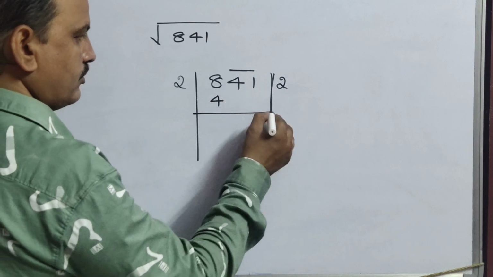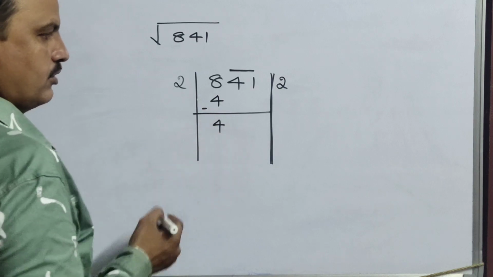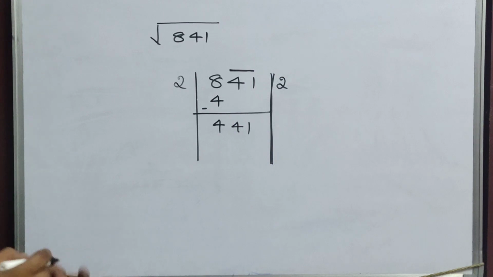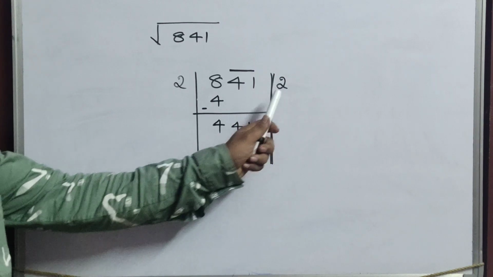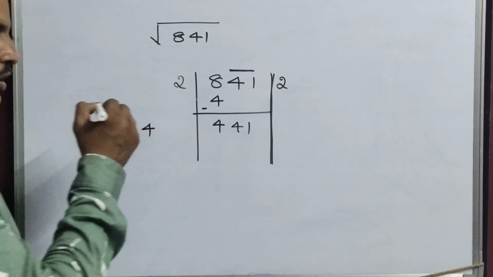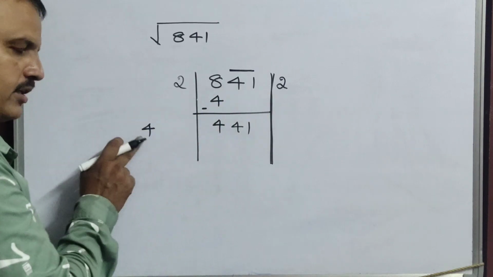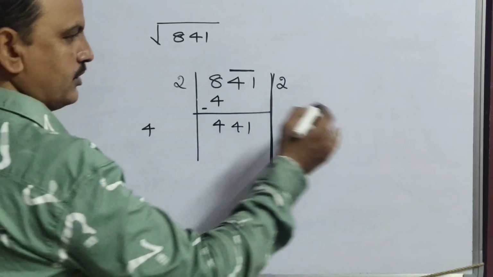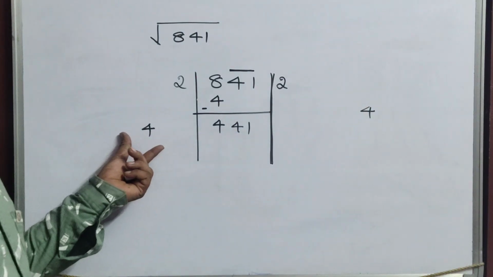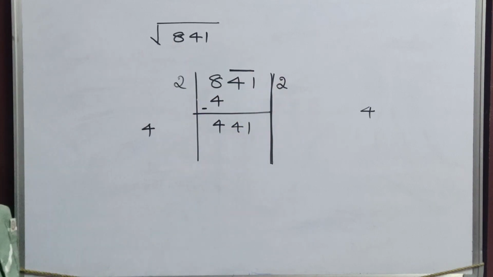Here 4. 2 2s are 4. Now 8 minus 4 is 4. Now bring down 41. Now next what? Here 2. 2 double is how much? 4. Okay. Now as I told, whatever number comes here, that is the heart of this sum. So here again you got the same 4. Don't think you will always get a 4; it will change accordingly. So here you got 4. Now 4 is the heart.